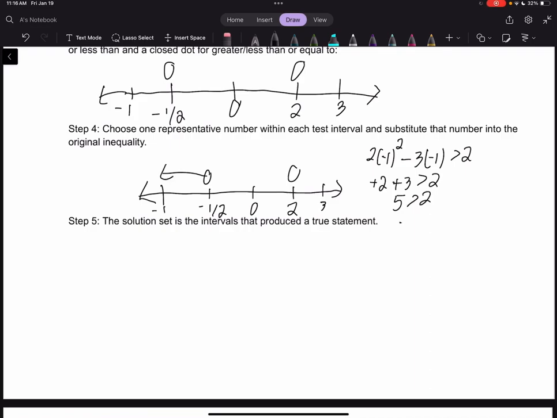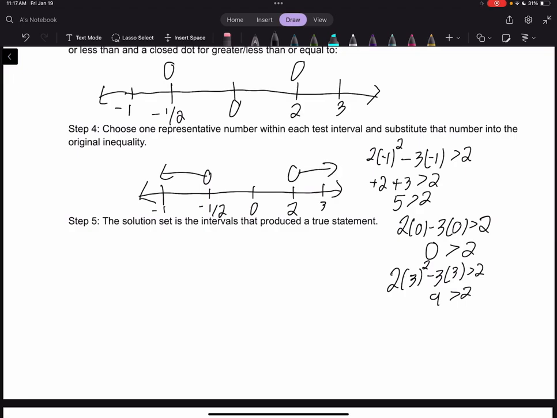Checking 0. This is going to say 0 is greater than 2. This is incorrect. Last one, we're going to check 3. This is going to sum to 9 is greater than 2. This is correct. Drawing the arrow to the right.